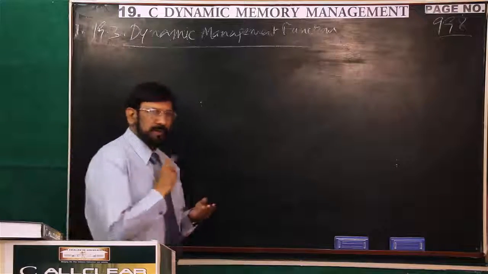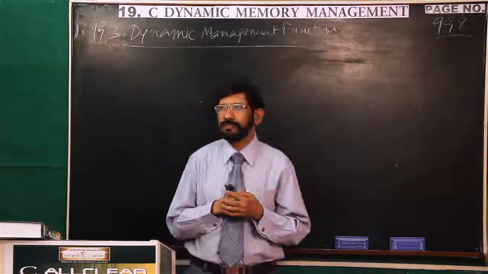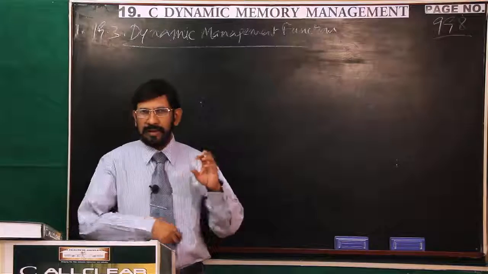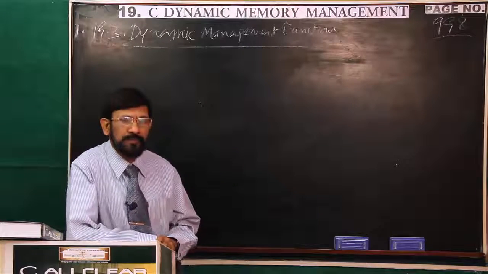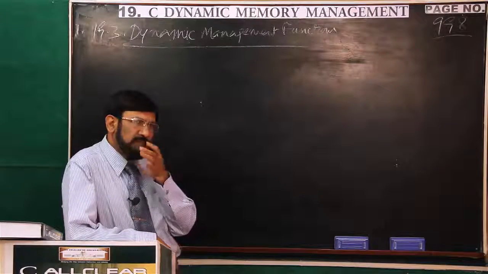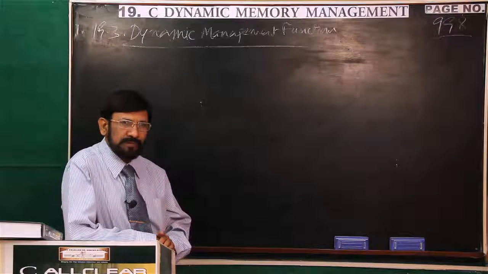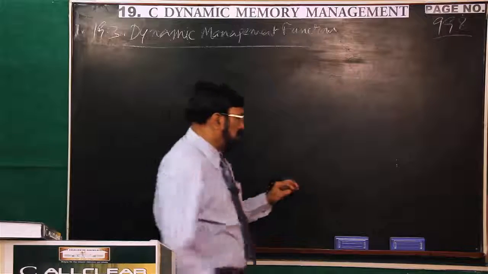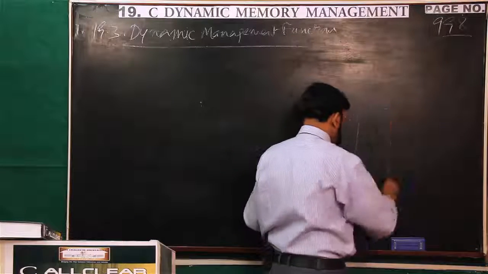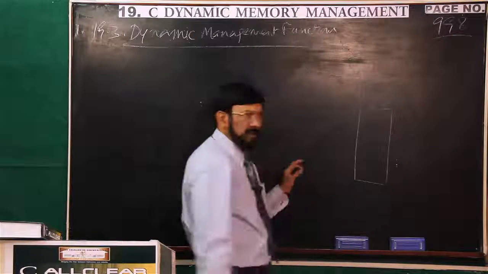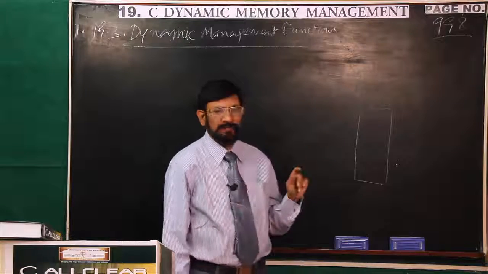Malloc is a dynamic memory management function. So, it allocates memory on the heap. On the heap memory, we cannot give names. We deal with the pointers only. That means we can get space allocated on the heap like this. Whatever amount of space we require, we can get it allocated.